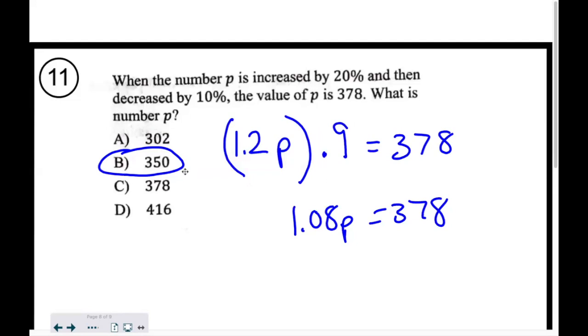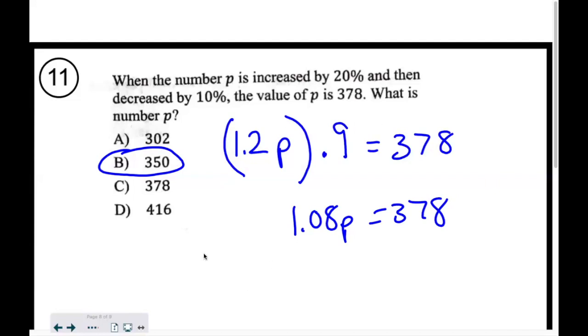I need to think about that more, because it's weird that 378 is an option. I think this is supposed to not be here. Let's just focus on the concepts here. If they want you to take a number, increase it by 20%, decrease by 10%, and the final answer is 378, your initial value would be 350, and this is how you would find it.